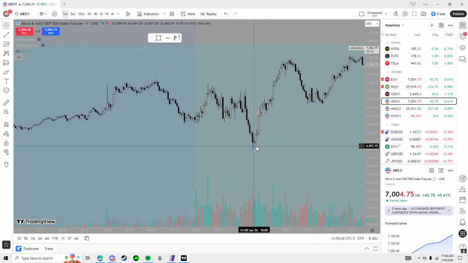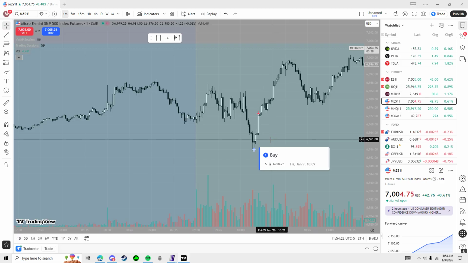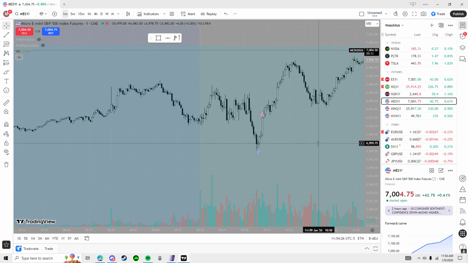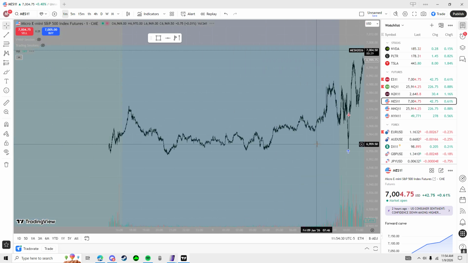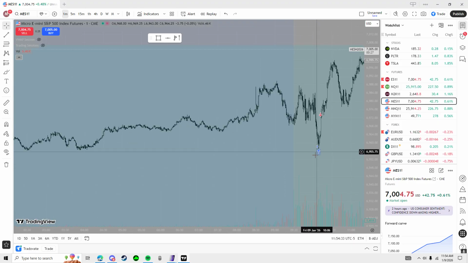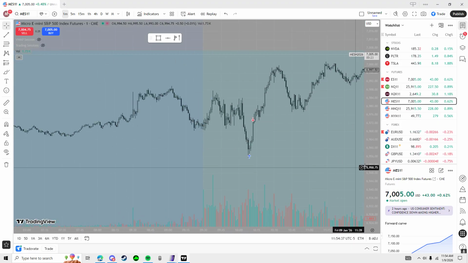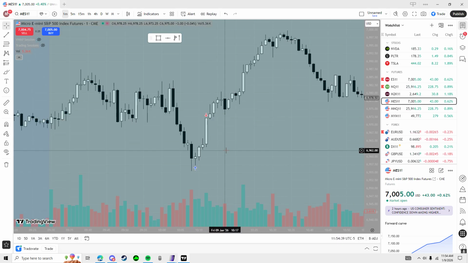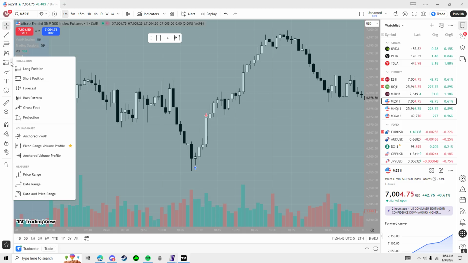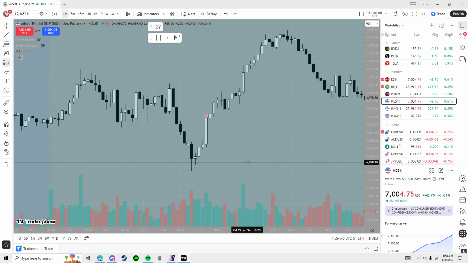Right, so I entered at 6958.25. You guys can see it right here, I entered a long. I'll show you the confluences I used. A little bit annoying, I only took a 1 to 3 RR today, I believe.